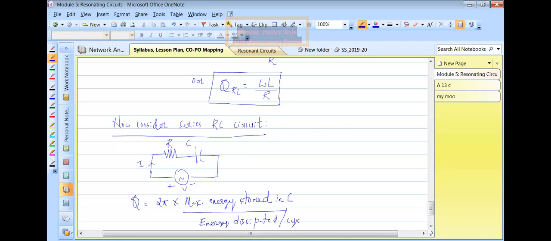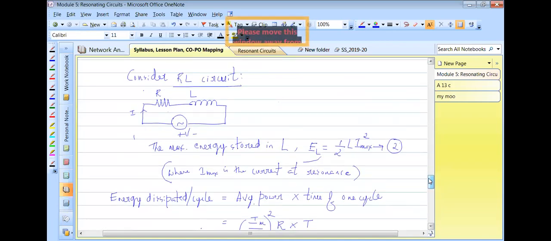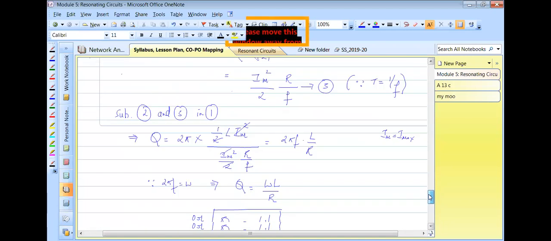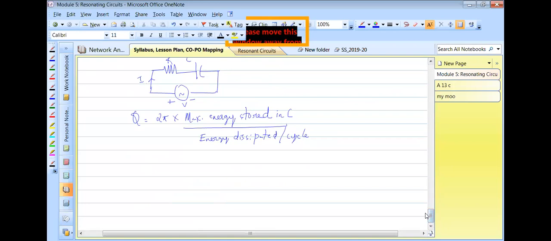Now you should understand, we wrote the maximum energy stored in L as this. See, maximum energy stored in L is EL equal to half L Im squared. So what is the maximum energy stored in C then? Let's write.